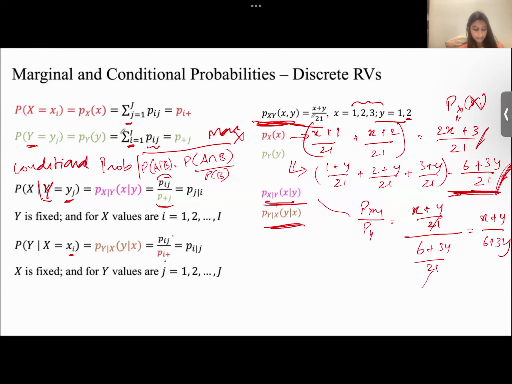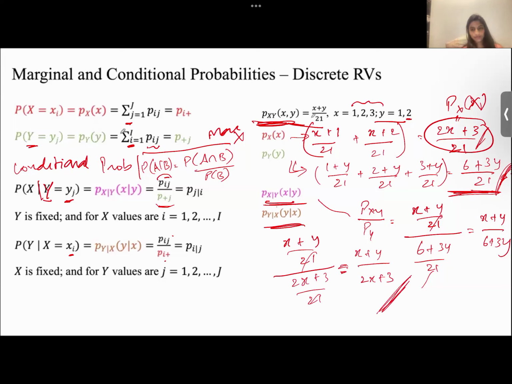Similarly, P of y given x would be (x plus y) divided by 21, divided by the marginal probability of x, (2x plus 3) divided by 21. Cancelling it, (x plus y) divided by (2x plus 3). So now we know for discrete random variables how we calculate the marginal probabilities and the conditional probabilities.